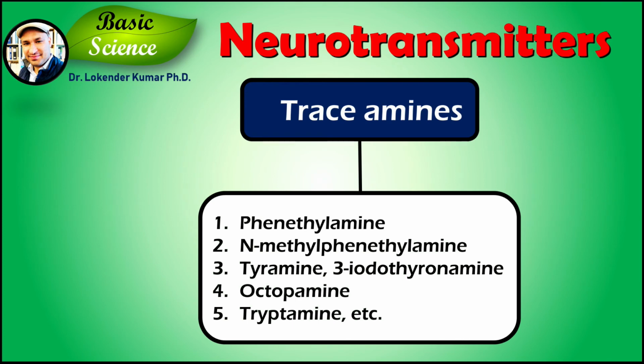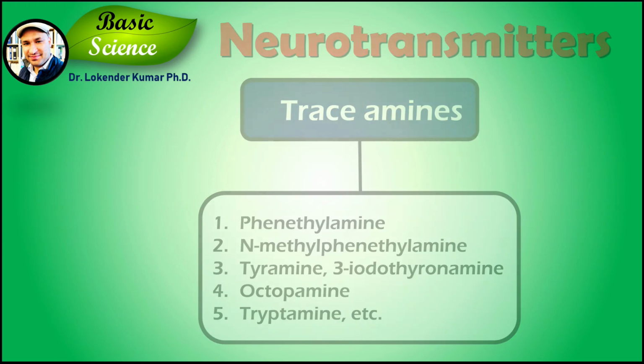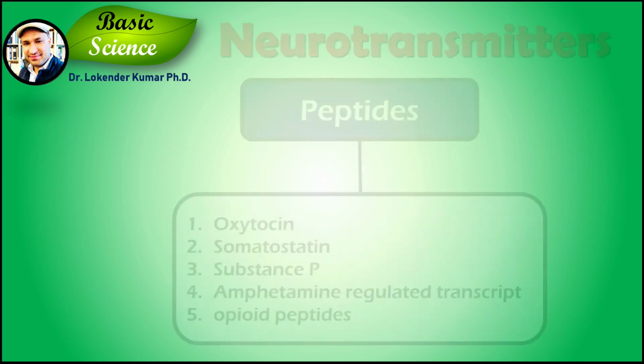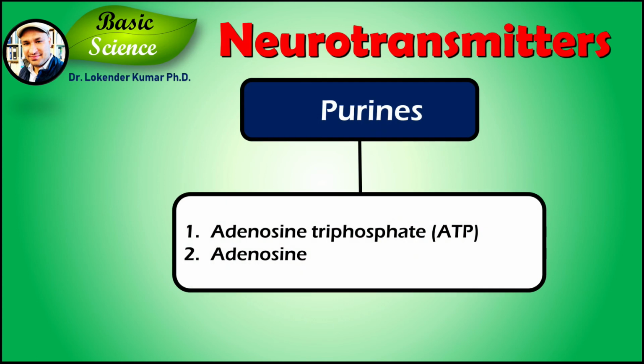Trace amines as neurotransmitters include phenylethylamine, N-methylphenylethylamine, tyramine, 3-iodothyronamine, octopamine, and tryptamine. Peptides as neurotransmitters include oxytocin, somatostatin, substance P, amphetamine-regulated transcript, and opioid peptides. Purines as neurotransmitters include adenosine triphosphate, which is ATP, and adenosine.